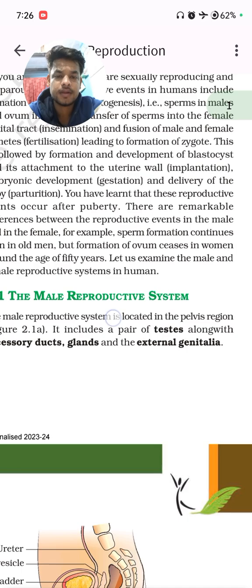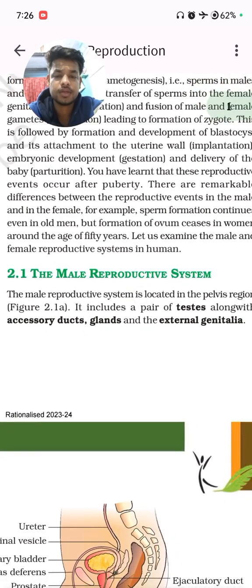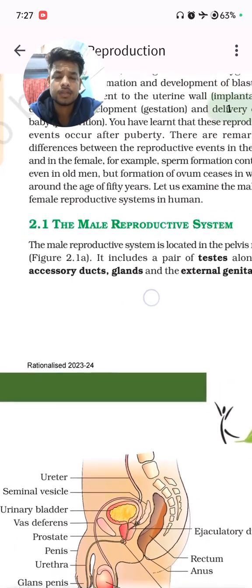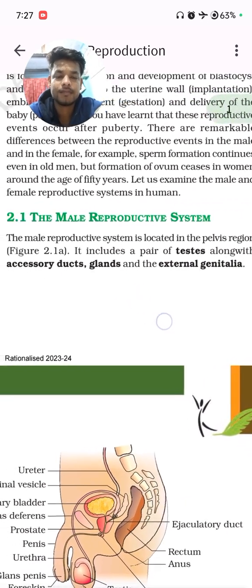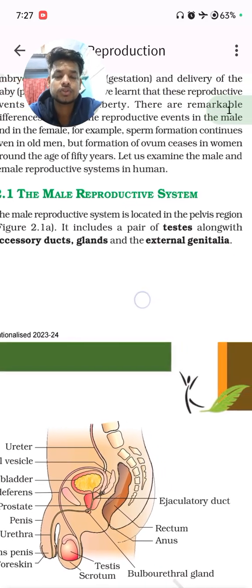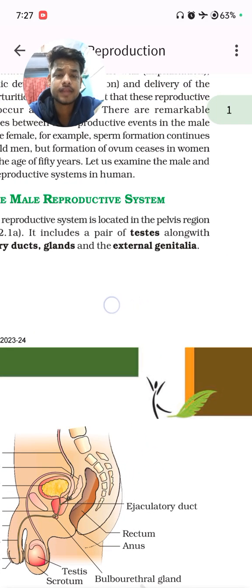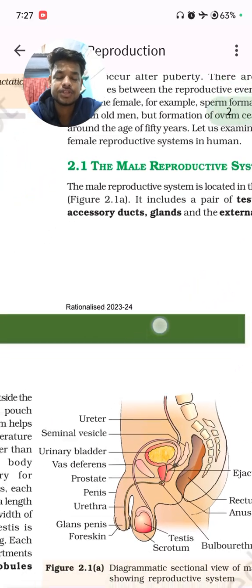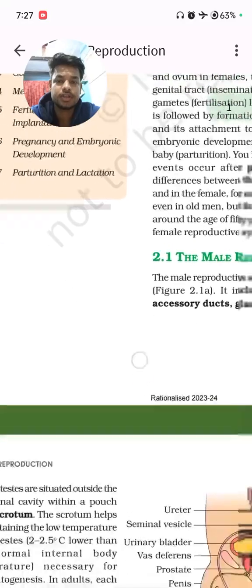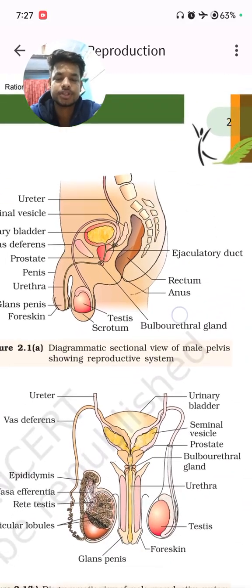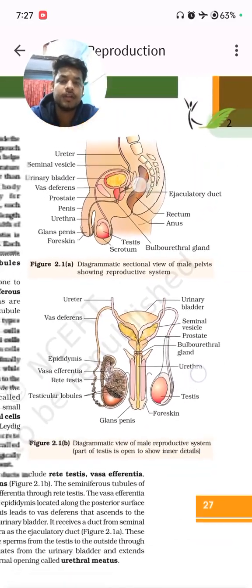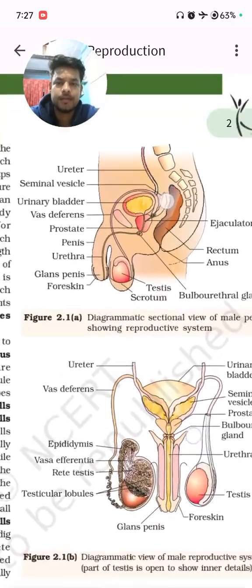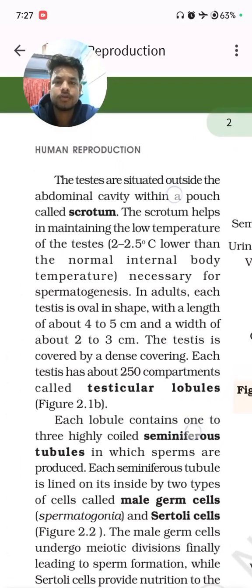Let us examine the male and female reproductive systems in humans. First, 2.1, the male reproductive system. The male reproductive system is located in the pelvic region. Figure 2.1a shows a pair of testes along with accessory ducts, glands, and the external genitalia. Here we see the diagram of the male reproductive system, and now we are going on with the study.